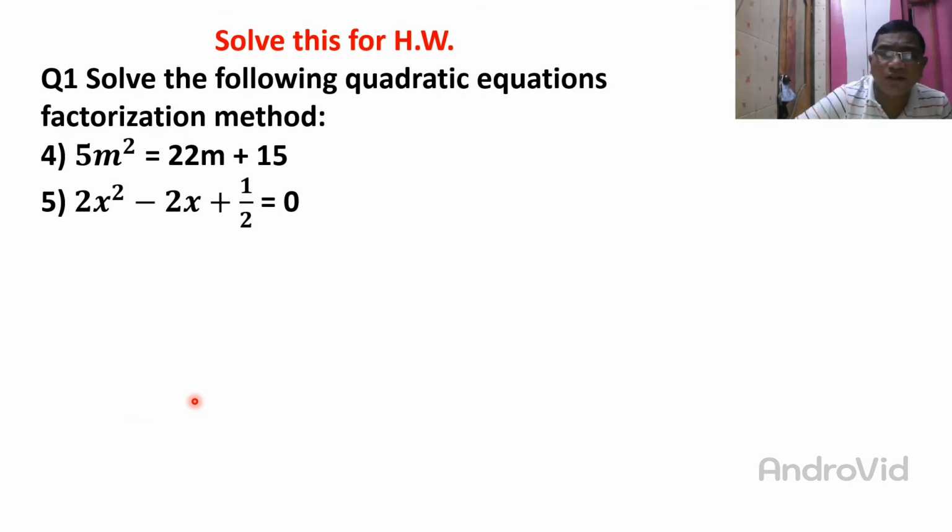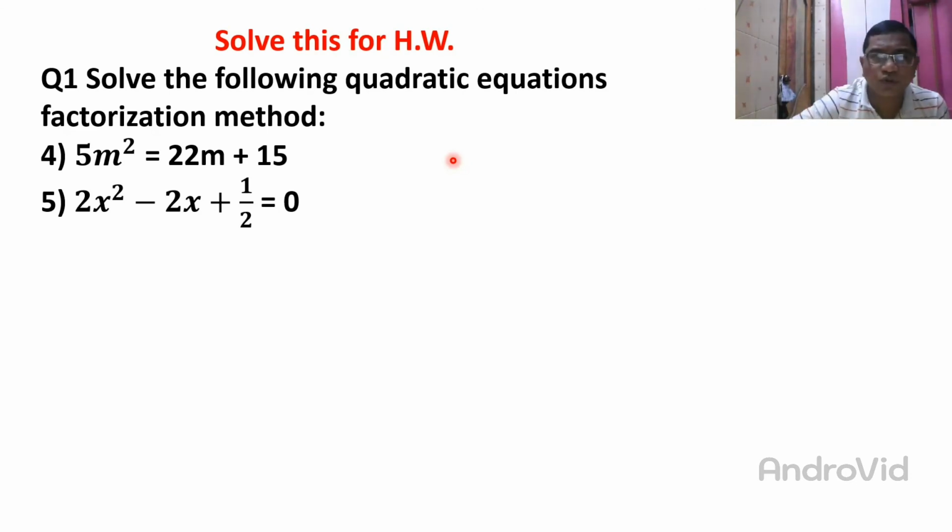I have solved 3 problems, and these 2 problems I am giving to you to solve. Whatever problem I taught in the lecture, write it in your class notebook, school notebook, and this homework problem you can write in the homework notebook. If you have any doubts, see: 22m goes across as minus 22m, plus 15 goes across as minus 15. So 5 into minus 15 is minus 75. So you are finding the product minus 75 and sum minus 22. 25 threes are 75.